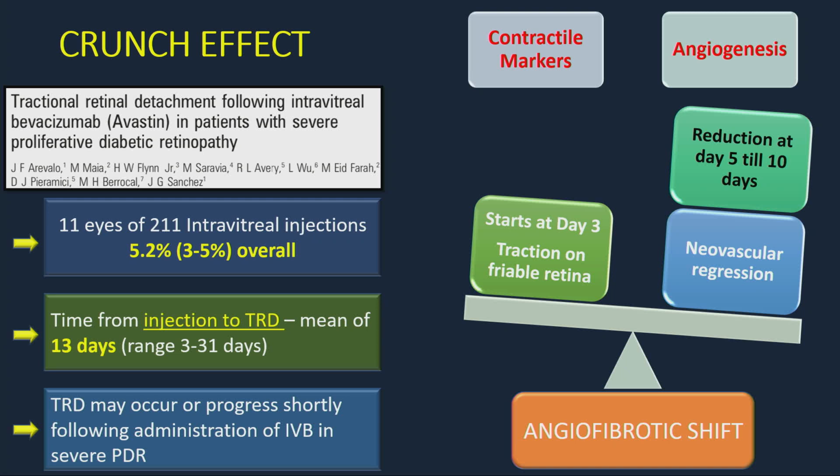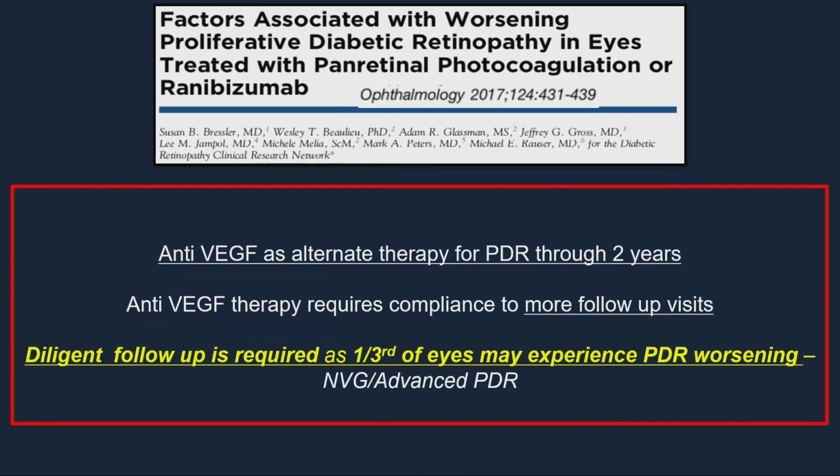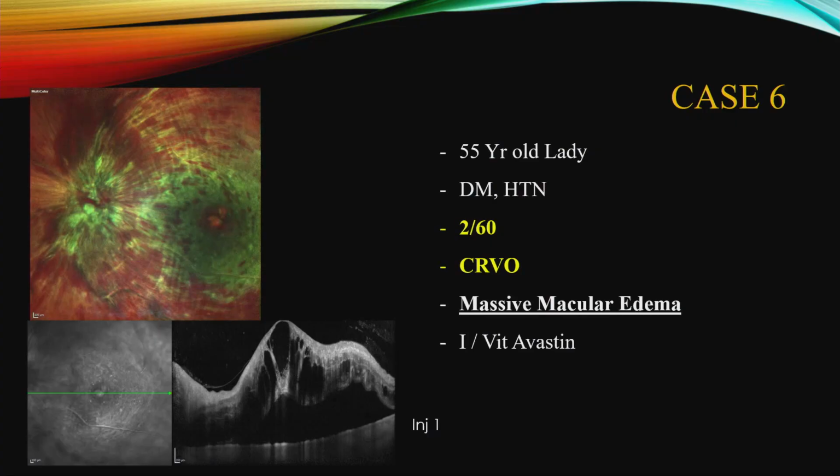So it has to be kept in mind, because the anti-angiogenesis takes only 4 to 5 days, not more than that, if you want to operate on a highly vascular PDR case. So if you are using anti-VEGF as an alternative to PRP in PDR, you need very diligent follow-up, because 1/3 of the patients, if lost to follow-up, can come back to you with neovascular glaucoma or advanced PDR.